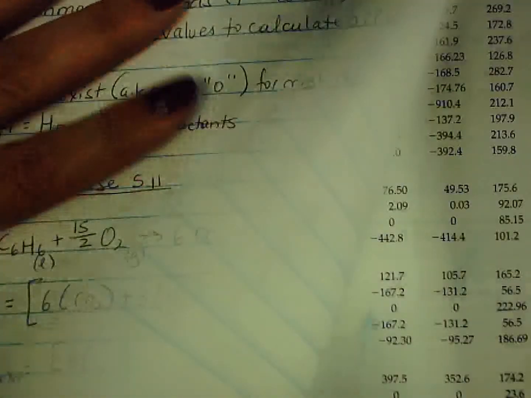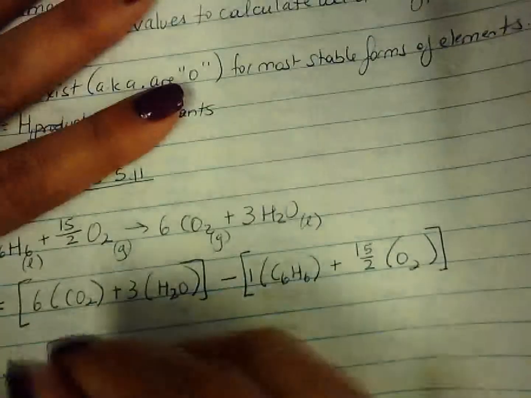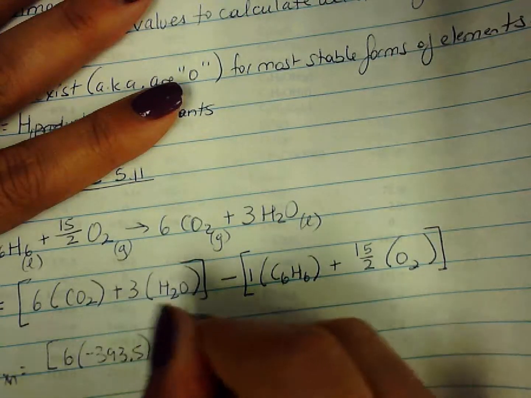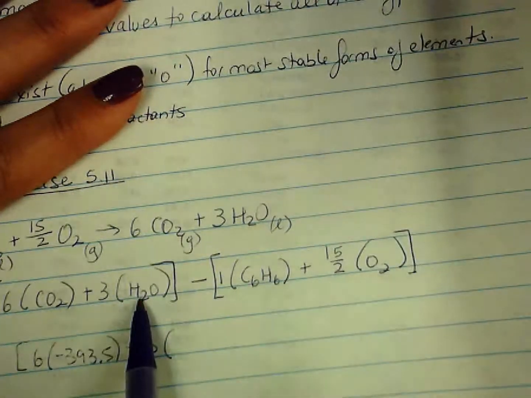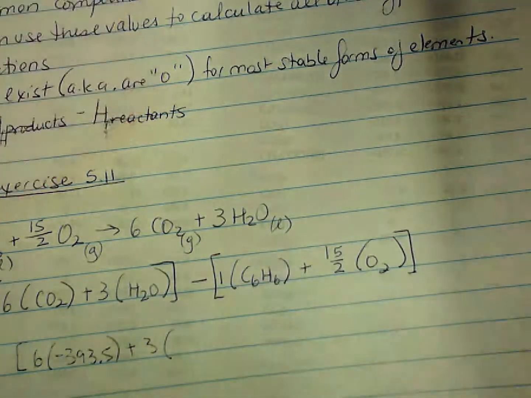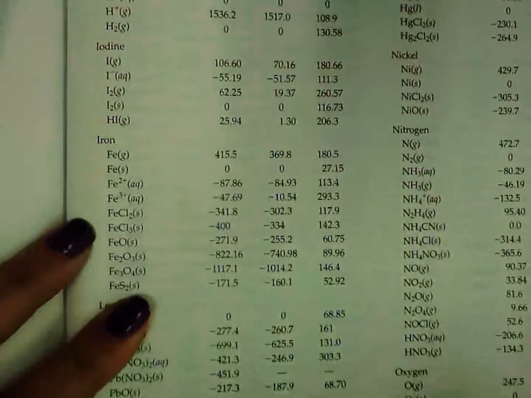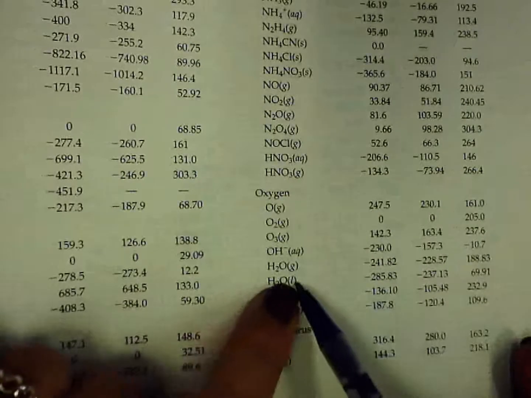And then, according to the equation, we have 15 halves as a coefficient in front of oxygen, so we have 15 halves times whatever the HF for gaseous oxygen is. But if you look, the delta HF for gaseous oxygen is 0. But we knew that. We didn't really have to look that up. And that's because, again, the heat of formation for stable forms is 0.